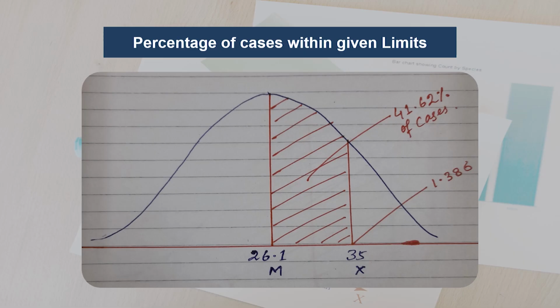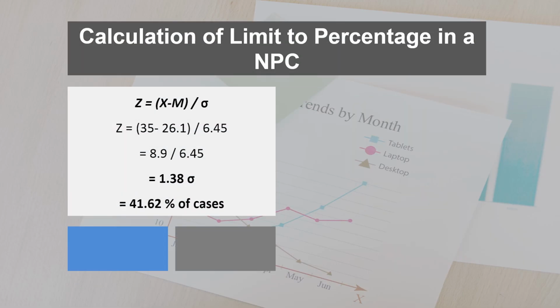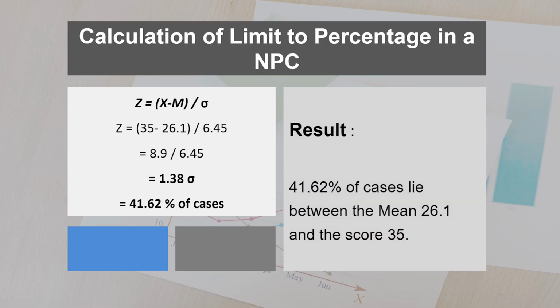We have to find out the percentage of the cases, or the percentage of this area, the red lined area, that is in between the score 35 and the mean score 26.1. And here you see what you have to do: you have to first convert by using the formula z is x minus m upon s.d. You have to get the z score, the standard score.